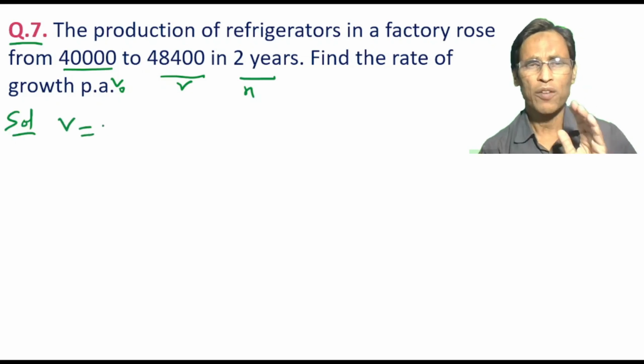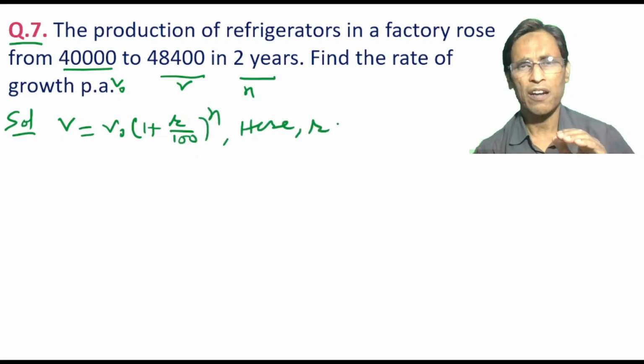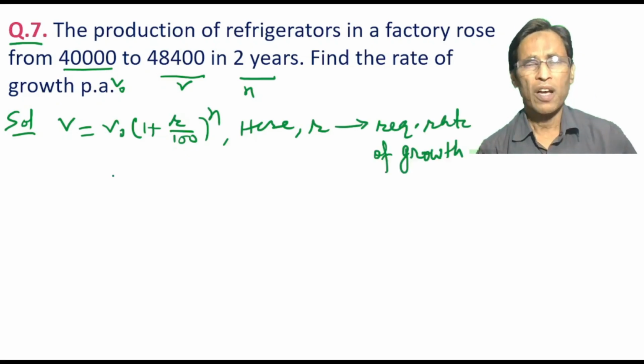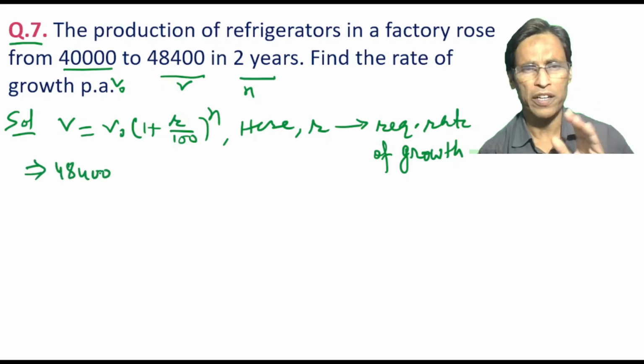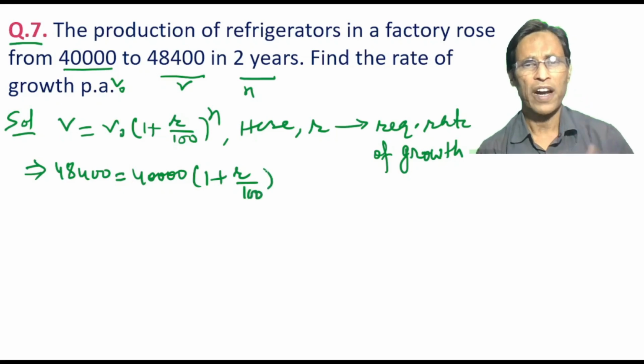V equal to V naught times 1 plus R by 100 to the power n. R is the required rate of growth. Now replacing the quantity with the information given, we have V will be replaced by 48,400. V naught will be replaced by 40,000 and 1 plus R is unknown, so it is R by 100 and n is replaced by 2. In the next step, we will take 40,000 from right side to left side.